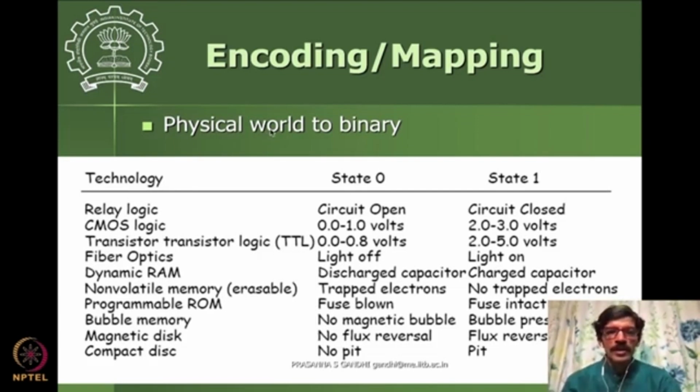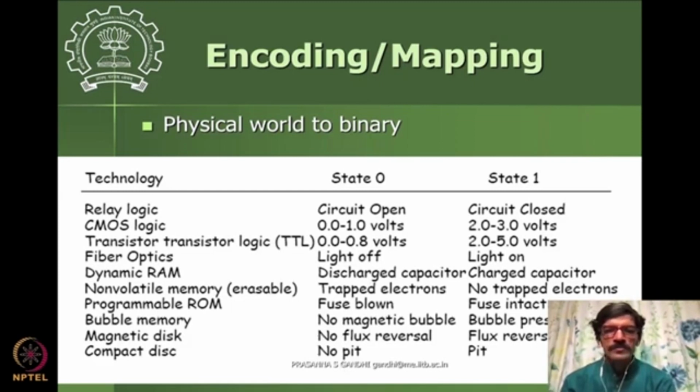From the physical world to the binary world, you can have relay logic, where your circuit is open and closed, and you can have different states defined. In CMOS logic, you can have zeros and ones: 0 to 1 volt is considered a 0 state, and 2 to 3 volts is considered state 1. In transistor logic, 0 to 0.8 volts is considered 0, and 2 to 5 volts is considered 1. Like that, you can have multiple definitions for state 0 and state 1. These are the typically given definitions for different kinds of elements or technologies.